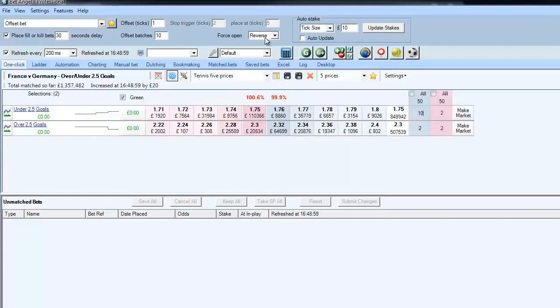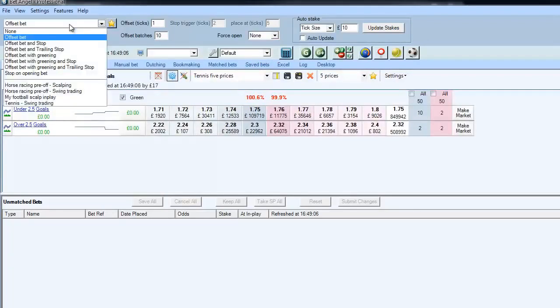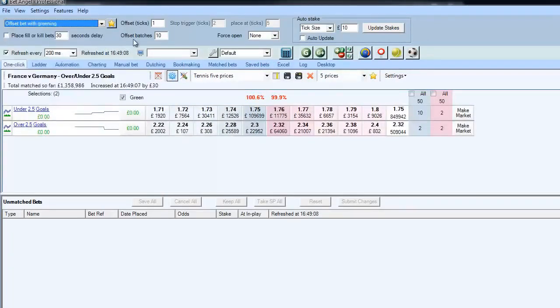If I talk you through the settings we're going to use up here as well, I'm going to have force open set to none. I'm going to untick fill or kill, and we're going to do offset bet with greening. And we're also going to modify the offset tick percentage, tick value in a second.